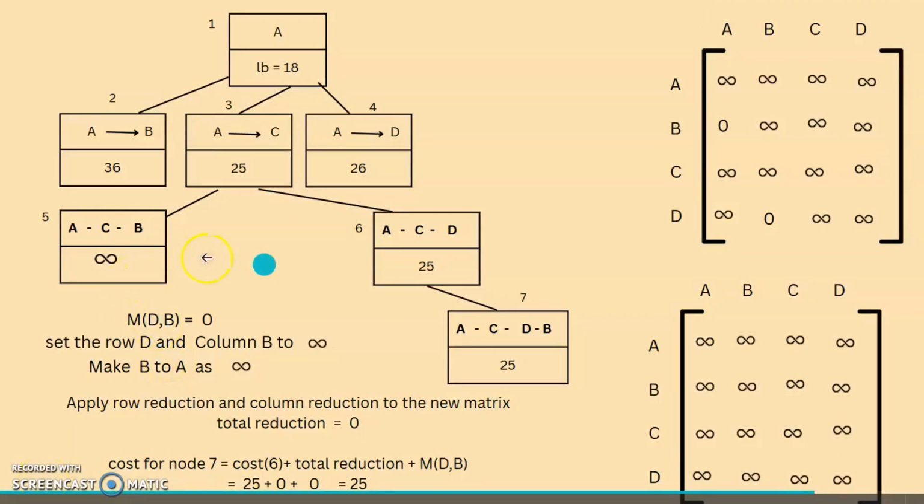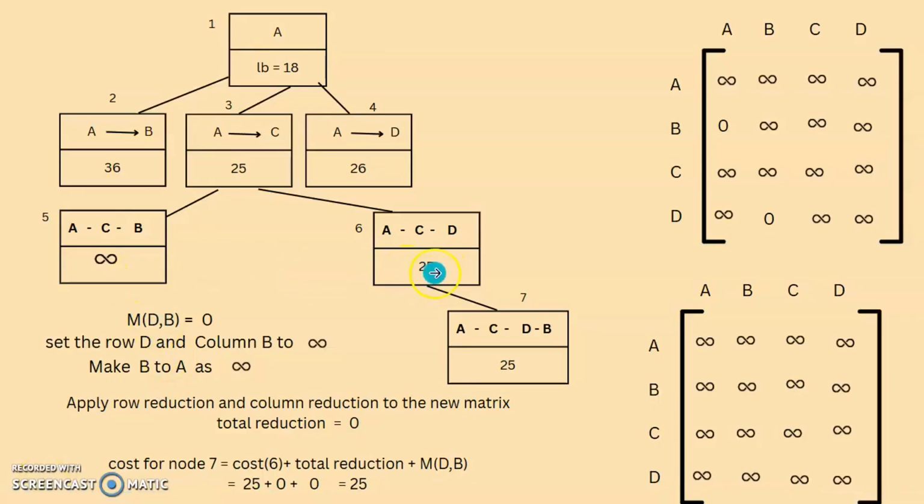Now we compare these two values. This is the minimum one. So we are going to expand this node. So what is the path? A to C and C to D. So what is the only one node left? B. So now I am going to do calculation for A to C, C to D and D to B.